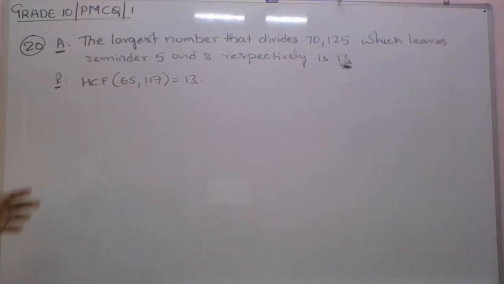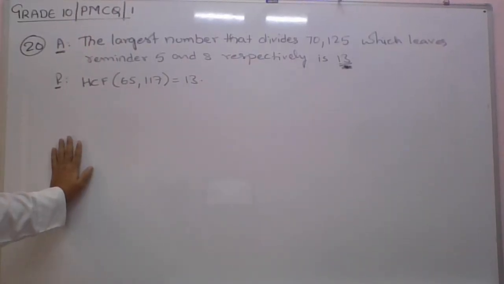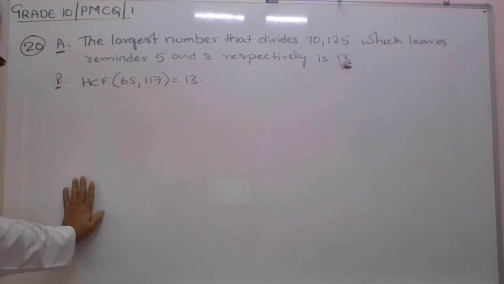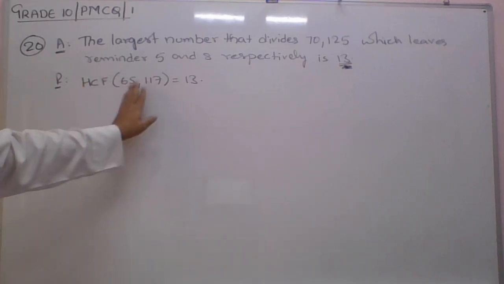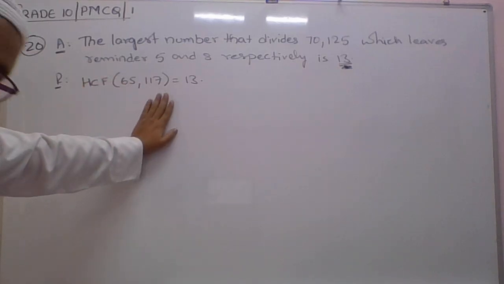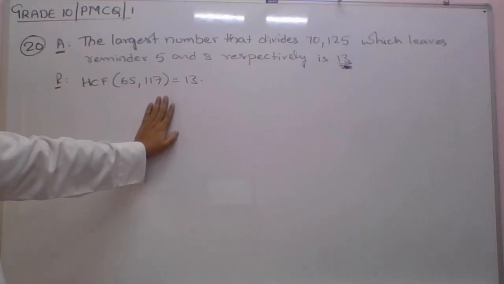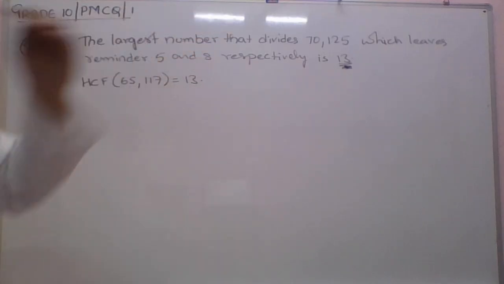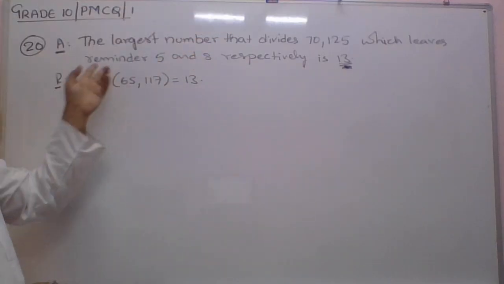So the next problem. Assertion: the largest number that divides 70 and 125, leaving remainders 5 and 8 respectively, is 13. We have to find it out. And the reason: the HCF of 65 and 117 is equal to 13. Let us see whether it is true or not.